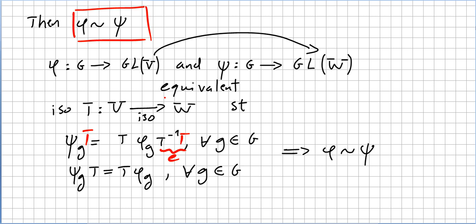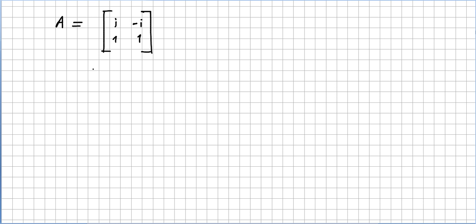Now we have a phi and we have a psi, so we have to find a T for our phi and psi. I claim that the role of T is going to be played by this matrix A, where A is the matrix i, minus i, 1, 1, and the inverse is 1 over 2i times 1, i, minus 1, i. I think I did not make any mistake. Okay, so let us jump into computations.